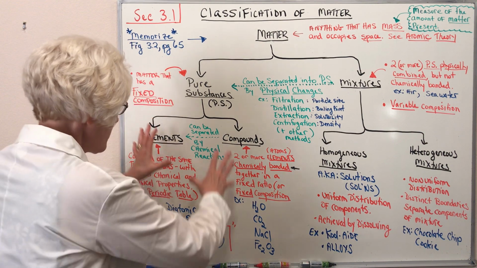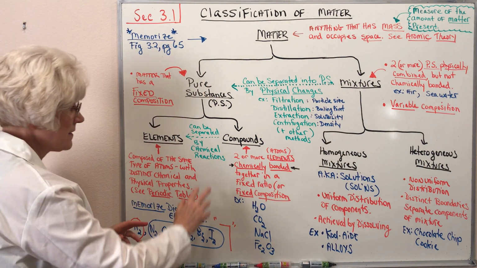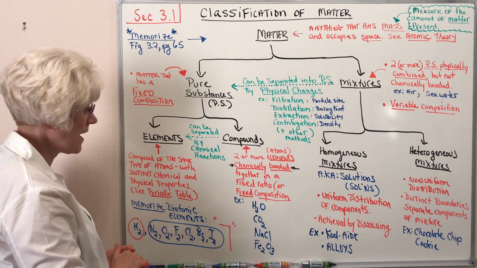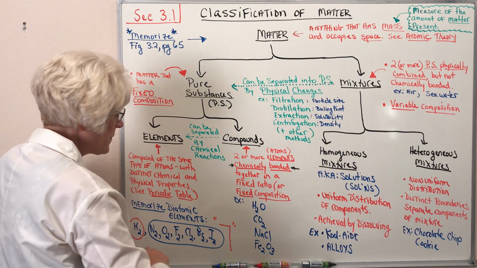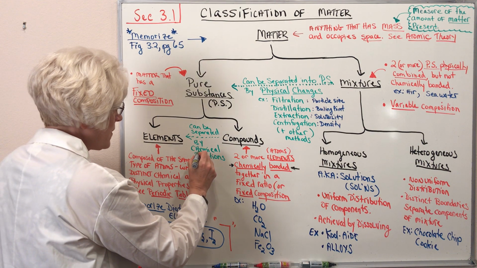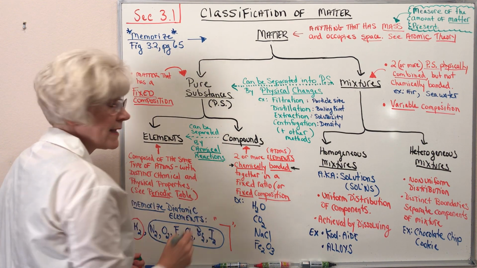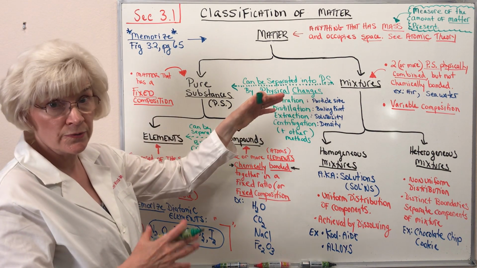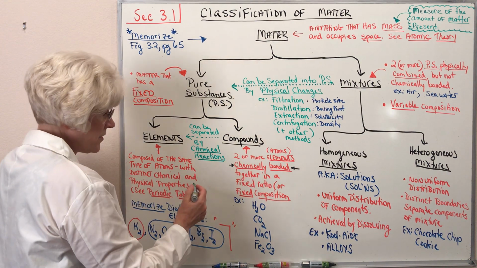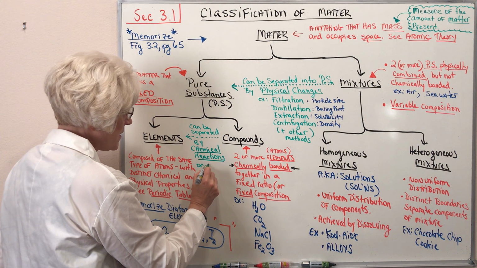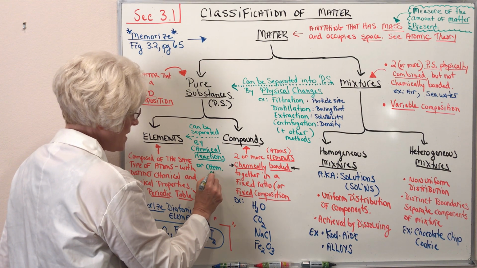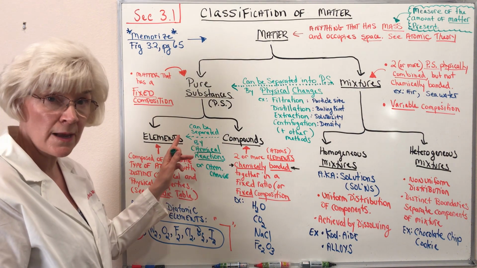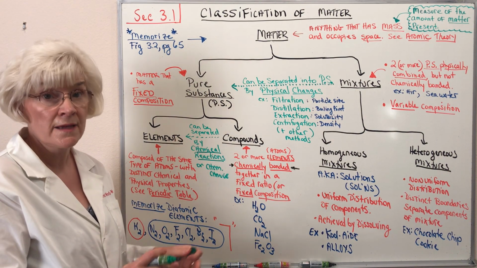Before I move to the right side of this table, let me just mention here that compounds can be separated into the elements that make them up. But in order to do that separation, you have to carry out what we call a chemical reaction. You can't use a physical process. You have to do a chemical reaction, otherwise known as a chemical change, in order to take a compound and separate it into the elements that make it up.